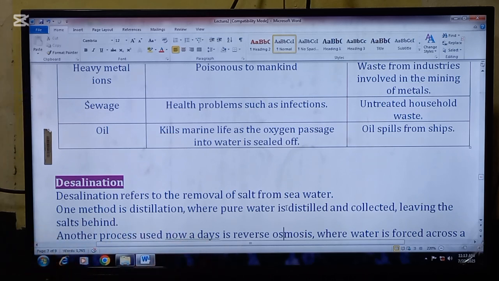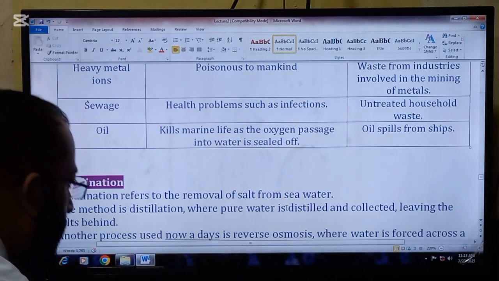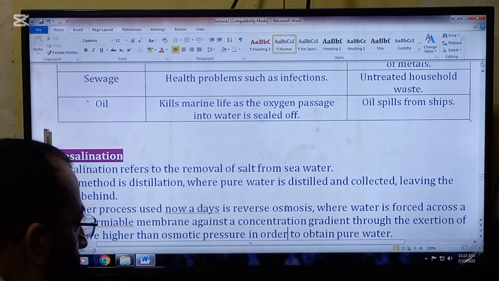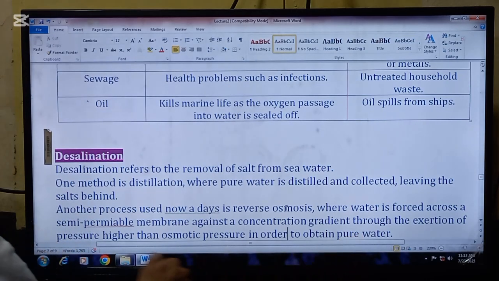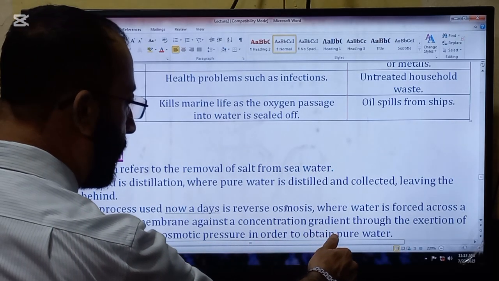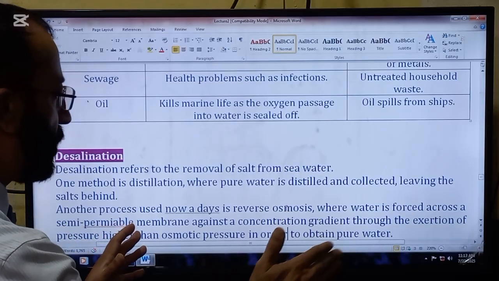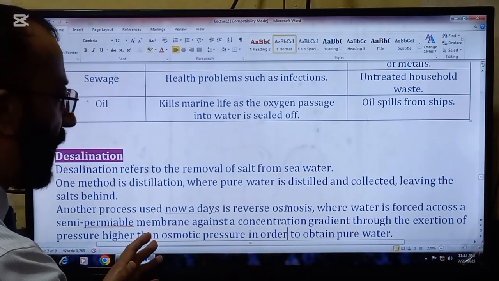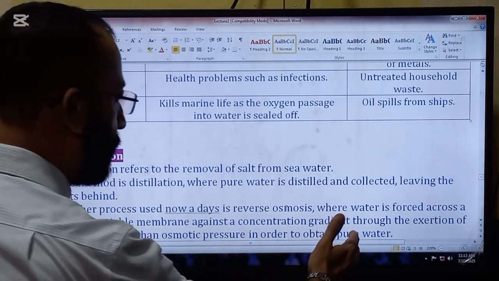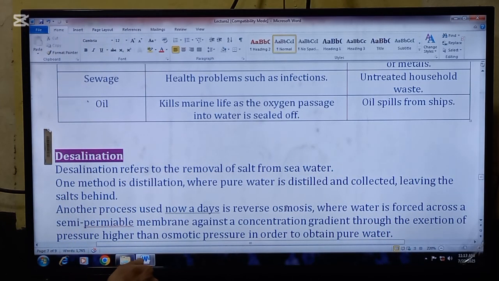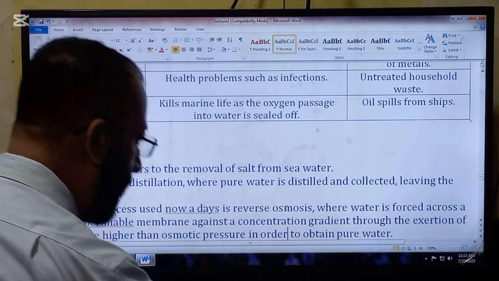Another process used nowadays is reverse osmosis, which is a very modern and expensive technique, where water is forced across a semi-permeable membrane against a concentration gradient. A concentration gradient is where molecules move from higher concentration to lower concentration. Here, pressure higher than the osmotic pressure is exerted in order to obtain pure water.